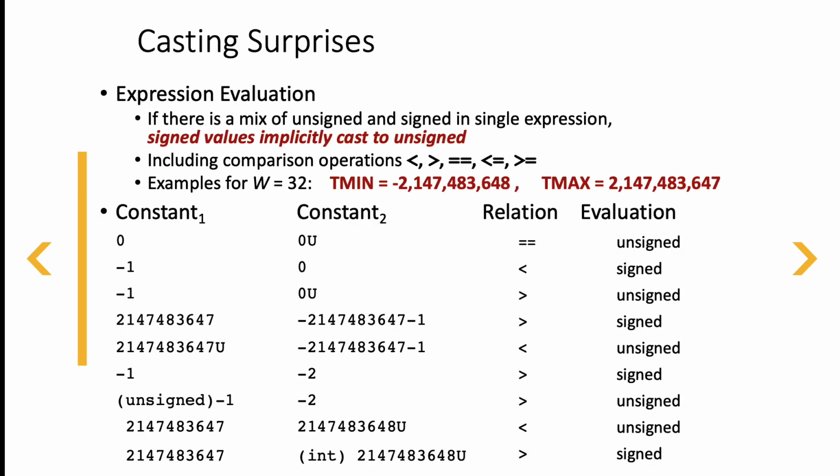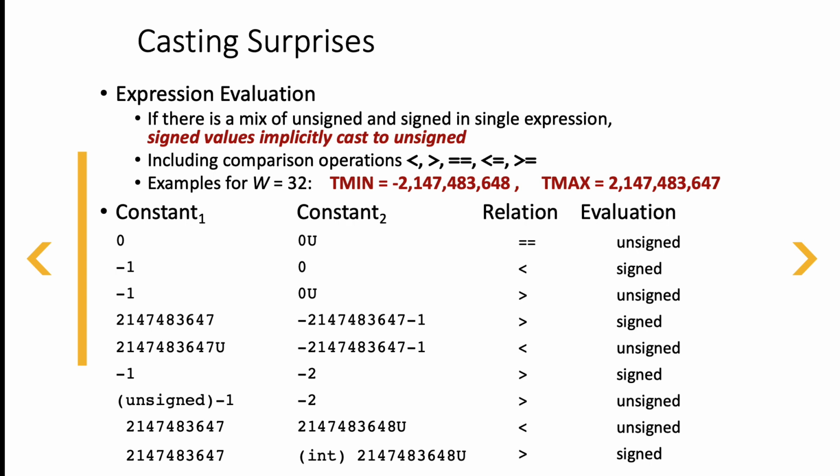So let's talk about how casting works and take a look at some examples, some of which are going to work exactly as we would think, and some of them might have some surprising results. The first thing to keep in mind is we have some rules. If there's a mix of unsigned and signed in a single expression, then the signed values are implicitly cast to unsigned. So that's the thing to remember. If we mix up our signed and unsigned, then everything gets cast to unsigned. This includes comparisons, and that's where we can get some weird results. It's great for examples, so let's walk through these.